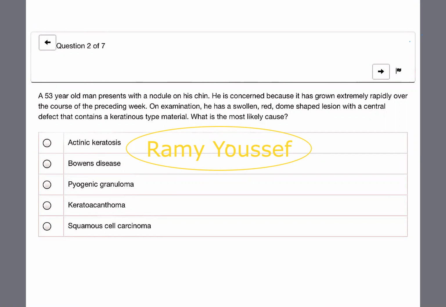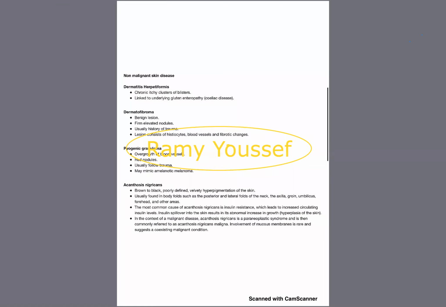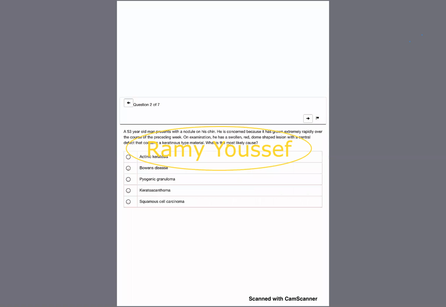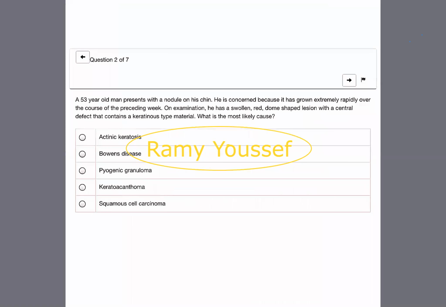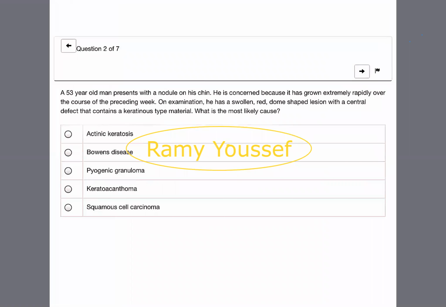A 53-year-old man presents with a nodule on his chin. He is concerned because it has grown extremely rapidly over the preceding week. On examination, he has a swollen red dome-shaped lesion with a central defect that contains keratinous material. What's the most likely cause? A. Actinic keratosis, B. Bowen's disease, C. Pyogenic granuloma, D. Keratoacanthoma, or E. Squamous cell carcinoma.